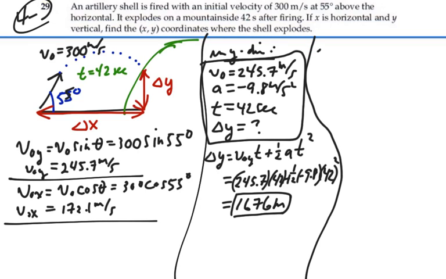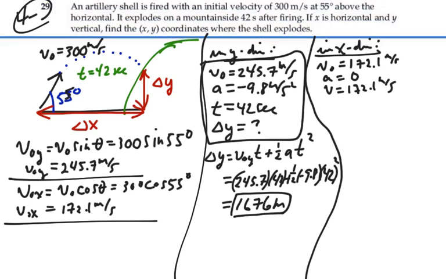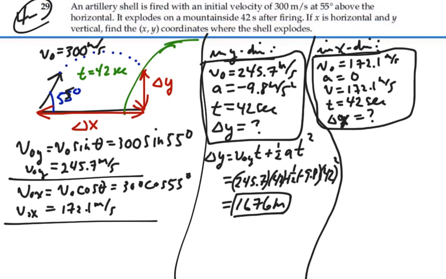We want to find the x direction, so in the x direction, what we know, our initial velocity is 172.1. Our acceleration is 0. Our final velocity is the same, meters per second. Our time is also 42 seconds, and our displacement, delta x, is what we want to find. So we have enough information to find delta x. We have 4 variables and we just want to find delta x.